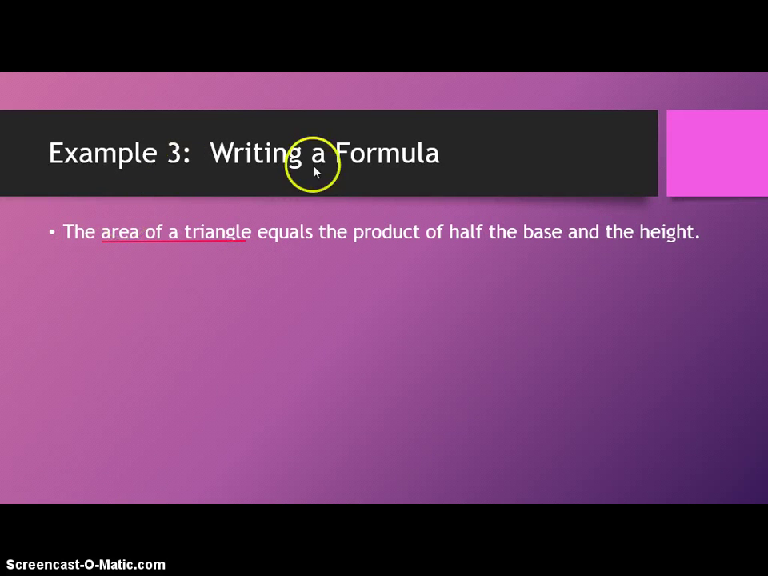We know that the area of a triangle, we're going to use that as a variable, equals, there's my equal sign, that's important. The product means multiplication. The product of half, the base, and the height. So I'm going to multiply these three pieces together: 1/2 times base times height. I can't make it much simpler. We write our formula. We have our area, we have our equals, and these three items are being multiplied: half, base, and height.